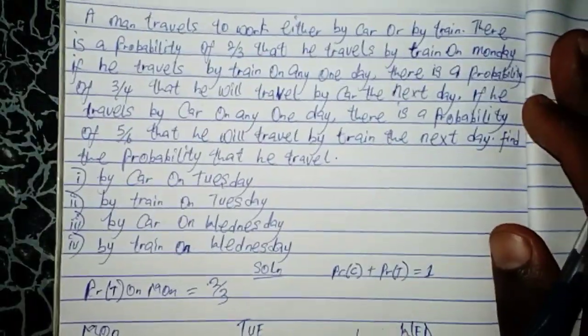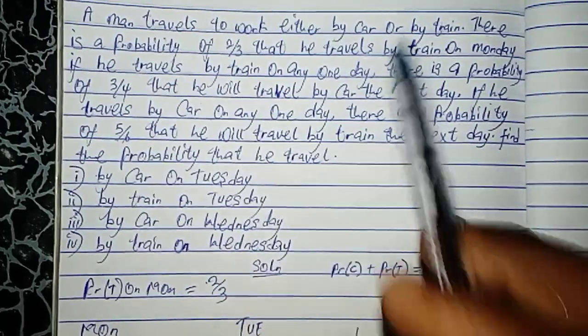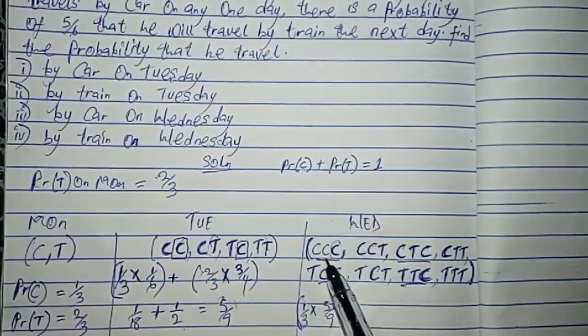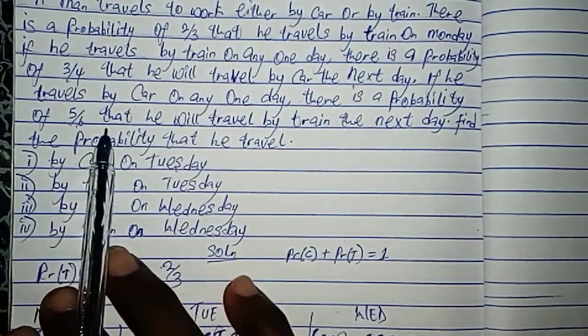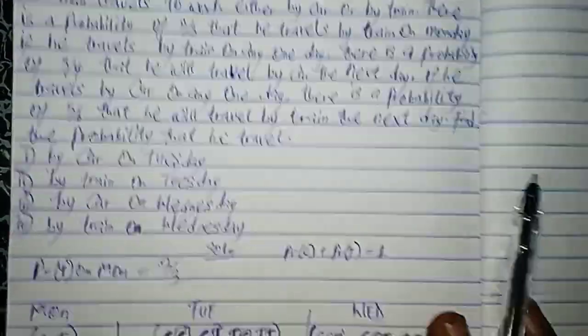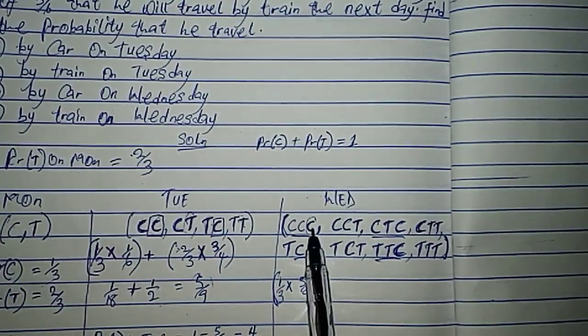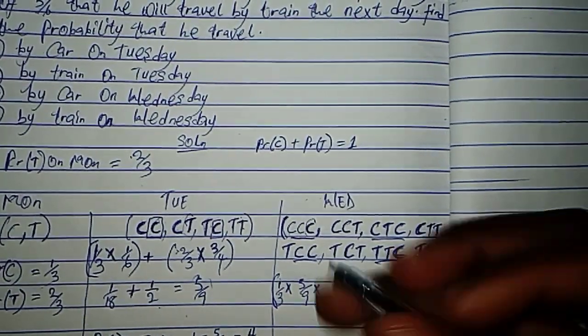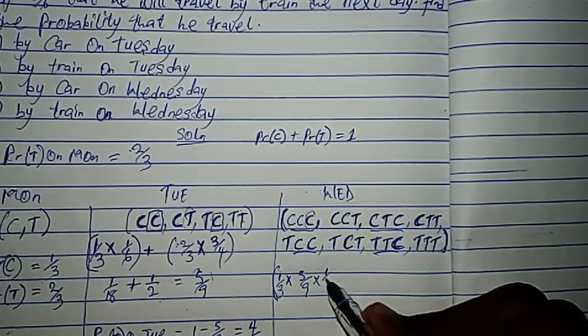But from the question, once again, it says the probability, if he travels by car on any one day, look, he travels by car on Tuesday. He said there is a probability of 5/6 that he travels by train the next day. Now, if he travels by car on Tuesday, there will be a probability of 5/6 that he travels by train on Wednesday. But this is car. So for car, it will be 1 minus 5/6, and that is 1/6.